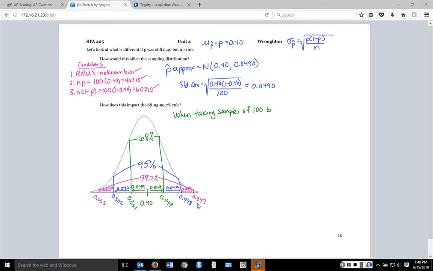So when taking samples of 100 beads, 68% of the time, we should get between, and my numbers here are, 35.1% and 44.9% black beads.